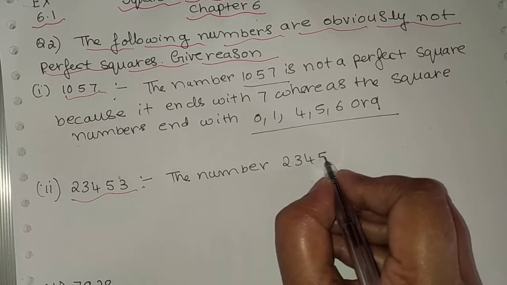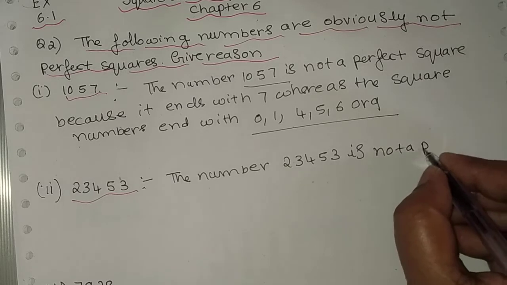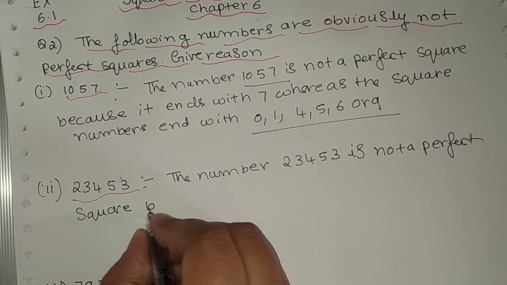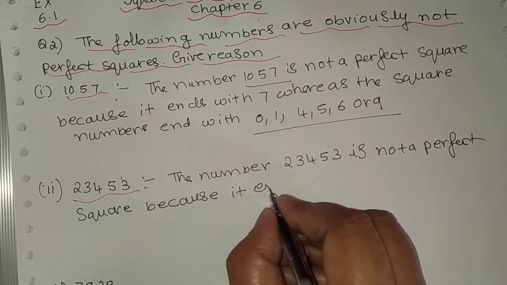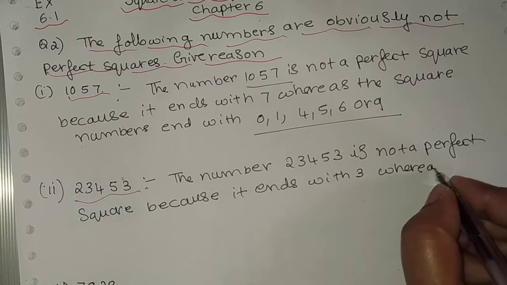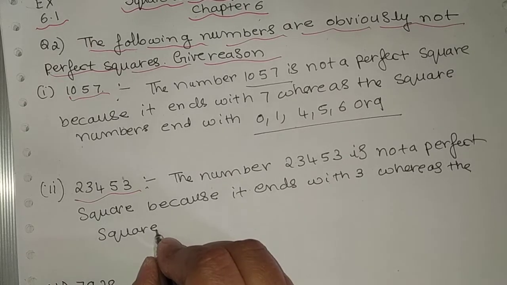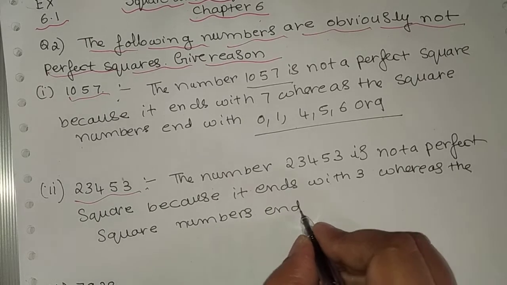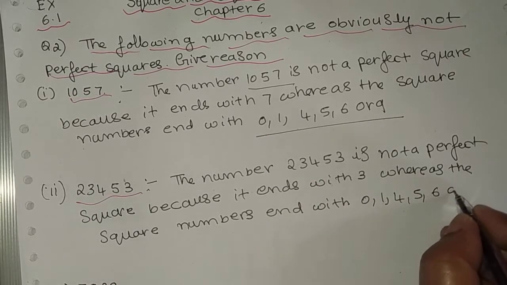The number 23453 is, you should write this in detail, not a perfect square because it ends with 3, whereas the square numbers end with 0, 1, 4, 5, 6 or 9.